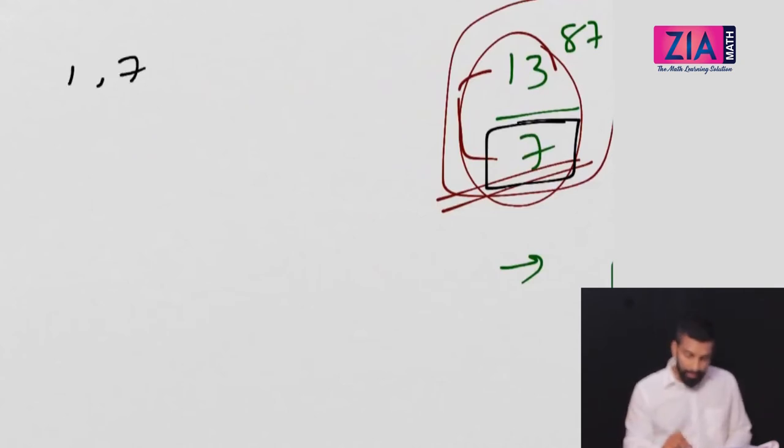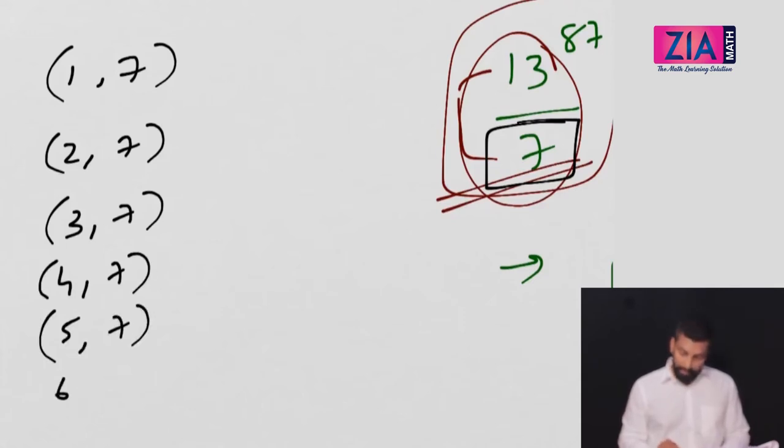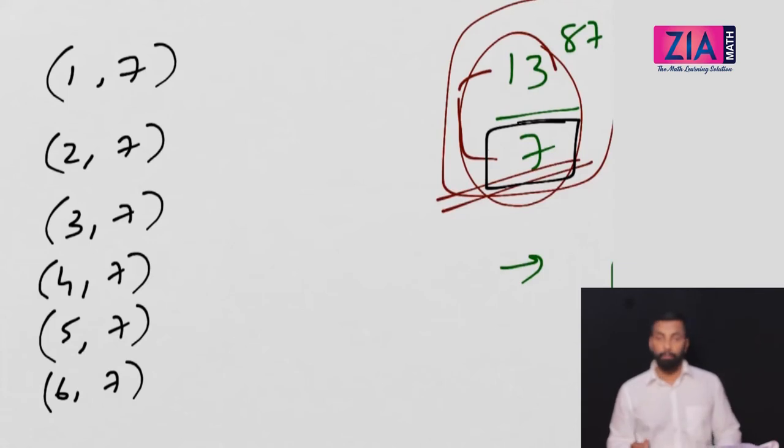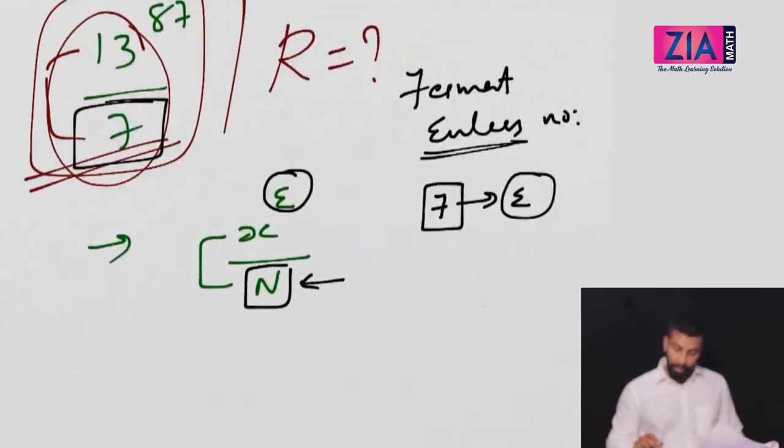1 is co-prime with 7, so 1 and 7 are co-primes. 2, 7 co-primes. 3, 7 they are co-primes. 4, 7 they are co-primes. 5, 7 they are co-primes. 6, 7 they are co-primes. Right? So how many are there? 6 numbers are there which are co-prime with 7 and less than 7. So here this E, if this number is 7, E is actually 6.